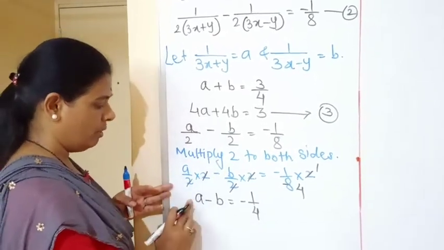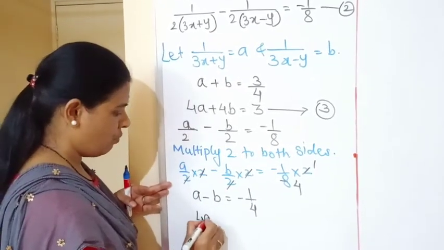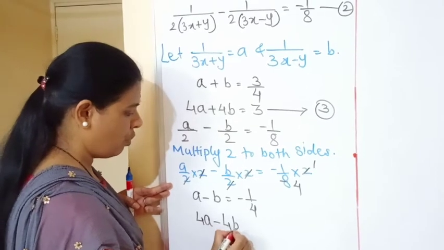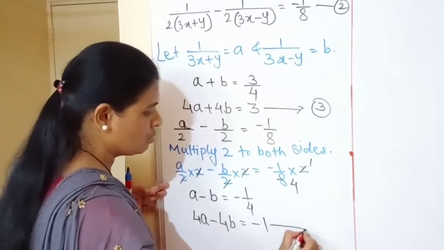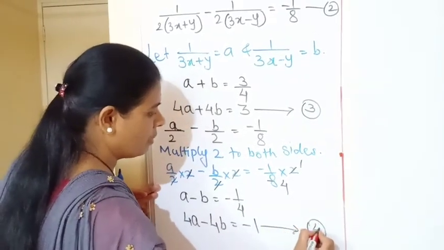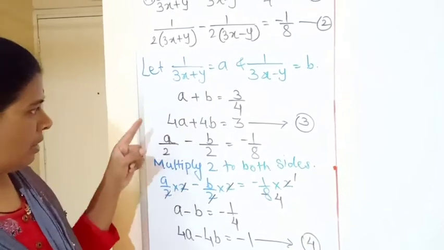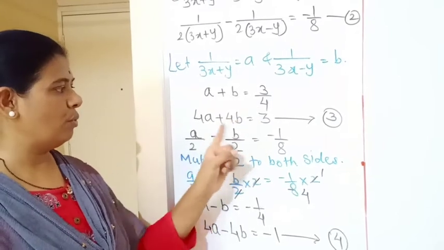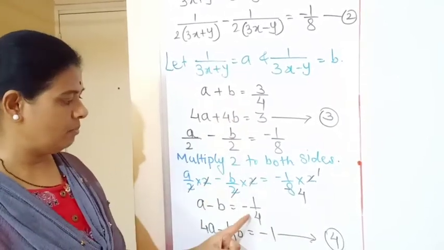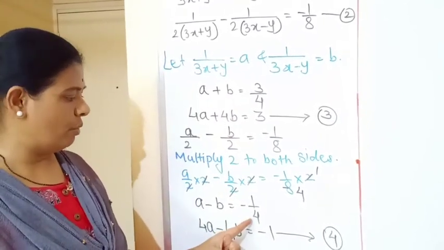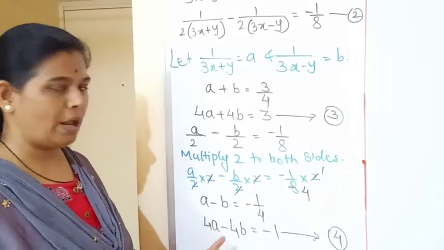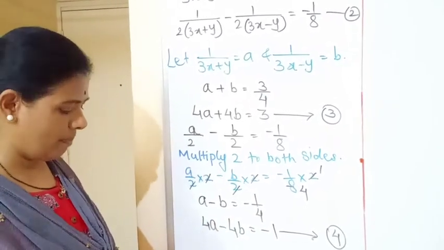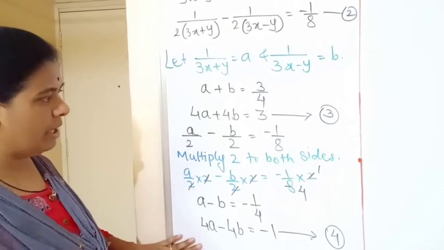Okay, so here it will be 4 into a, that is 4a minus 4b equal to minus 1. So this will be our equation number 4. Just like we have removed the denominator here by multiplying 4 to both the sides, same method we have used here. We have to remove this 4 by multiplying 4 to both the sides. Okay, so after multiplying we have framed the equations.